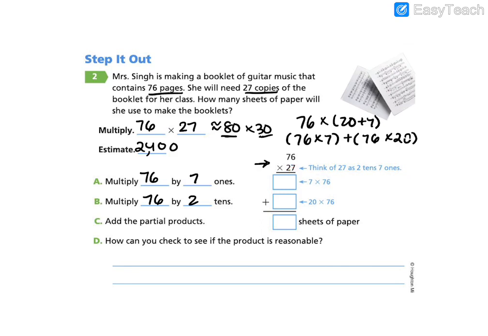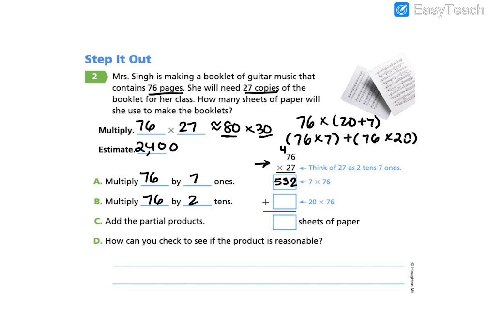7 times 6 is equal to 42 ones. So 2 ones, we need to regroup those 4 tens. 7 times 7 tens is equal to 49 tens plus 4 more is 53 tens. All right, now we're going to move on to 76 times 20, or 76 times 2 tens.